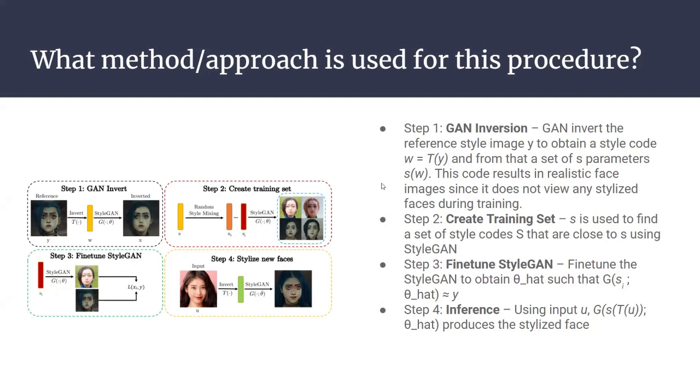Step two is to create a training set. Little s right here is used to find a set of style codes S that are as close as possible to little s using StyleGAN. And then step three, we fine-tune StyleGAN. StyleGAN is fine-tuned to obtain theta hat such that the StyleGAN output is close to y, the reference image.